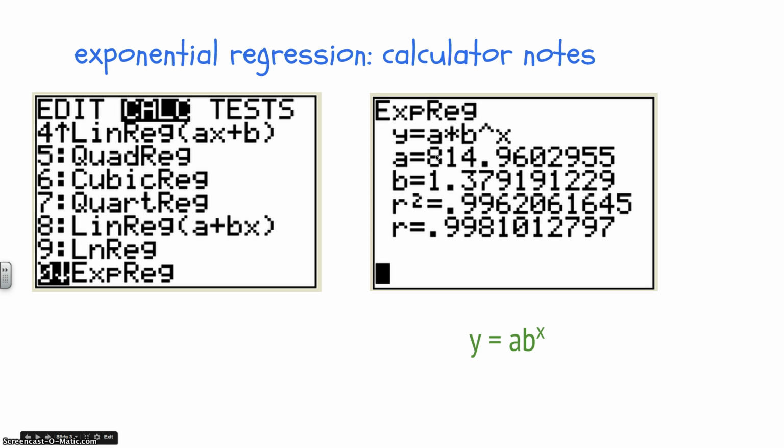So for this particular example, the value for a is approximately 815. The value for b is approximately 1.4. This must be a growth case. But being able to plug in the data and then use the regression to get the equation is something we've been working on a lot.